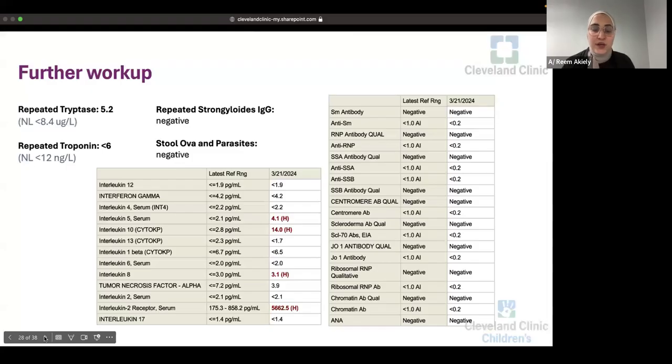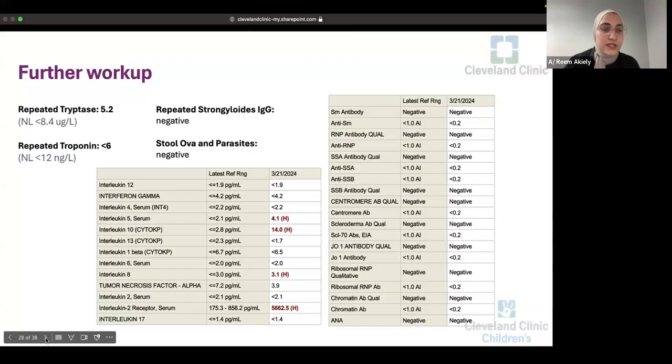cytokine panel that was comparable to the initial one with elevated levels of interleukin 5, interleukin 10, and also interleukin 2 receptor, which again overall was pointing towards a T helper 2 skew in the CD4 helper cells. We also completed an autoimmune or rheumatologic evaluation just to cover one of the common reasons of reactive hypereosinophilia, and that was overall reassuring and negative.